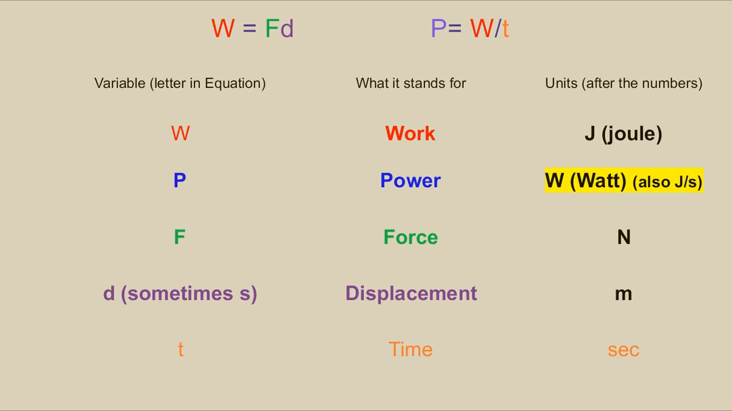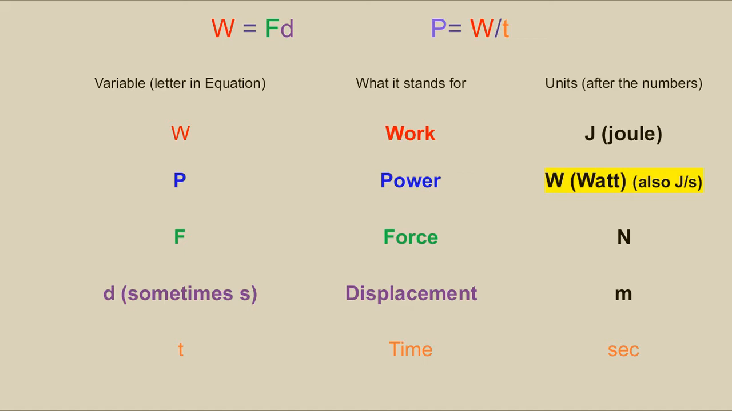All right, so the two equations that we'll be working with: work is equal to FD, the force times the distance. And power is equal to work divided by time. Remember that work is a force applied over a certain distance causing displacement, and power is the rate at which work is done. So the work divided by the amount of time taken to do it.